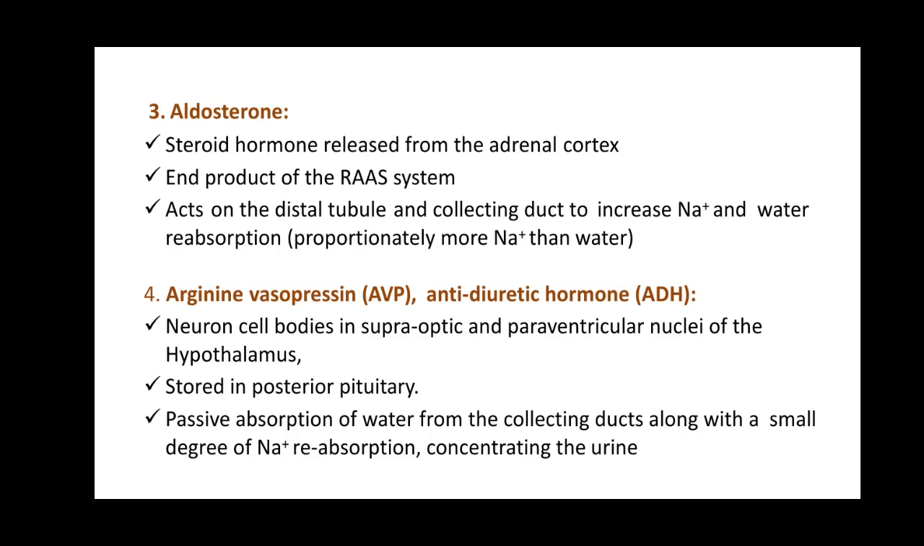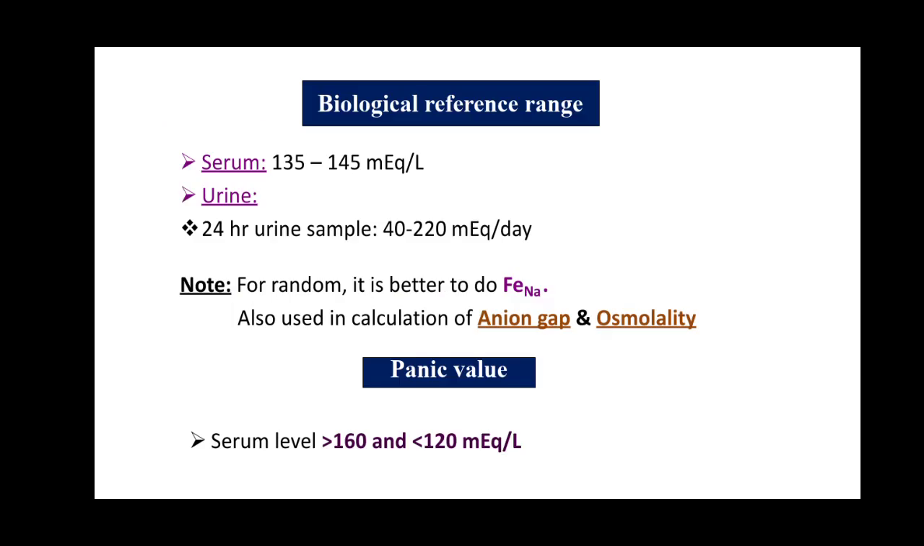Aldosterone is a steroid hormone released from the adrenal cortex. It acts on the distal tubule and collecting duct to increase the absorption of sodium and water. And arginine vasopressin or ADH, that is antidiuretic hormone, is made in neuron cell bodies in the supraoptic and paraventricular nuclei of the hypothalamus. It's stored in the posterior pituitary, and it causes passive absorption of water from the collecting ducts along with a small degree of sodium reabsorption, concentrating the urine. So it acts in the absorption of water from the collecting tubules.